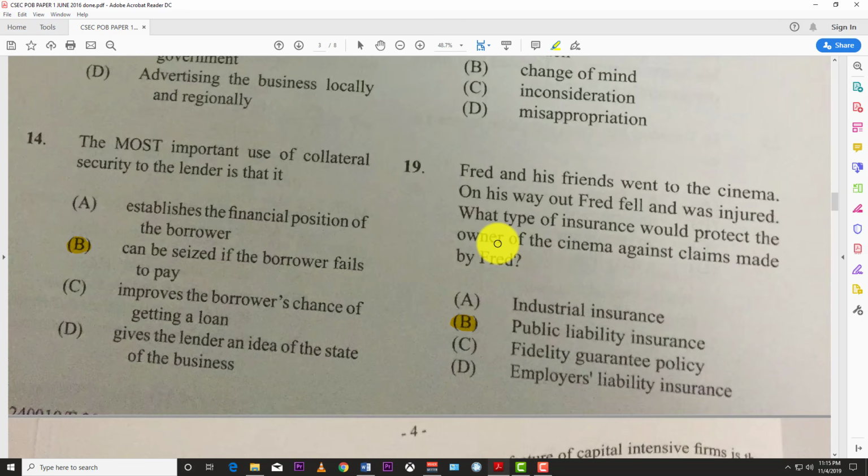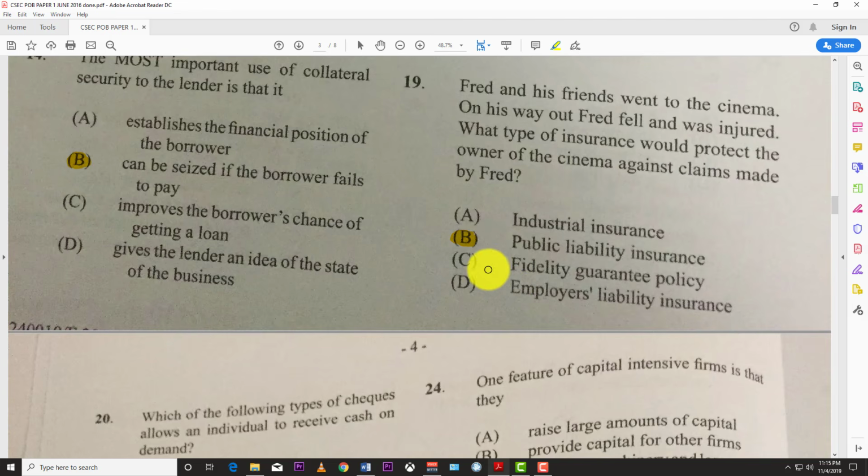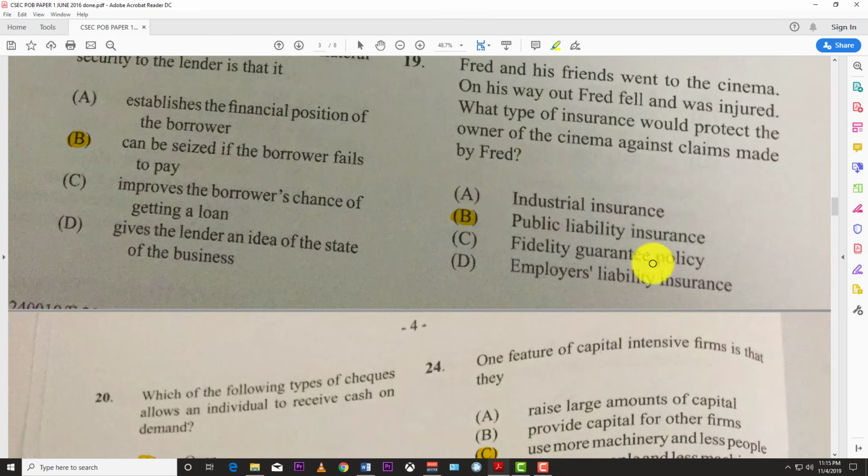Number 20, Fred and his friends went to the cinema. On his way out, Fred fell and was injured. What type of insurance would protect the owner of the cinema against claims made by Fred? So the best answer here is B, public liability insurance. This is insurance used to cover people who have public spaces in their operations. So public liability insurance.